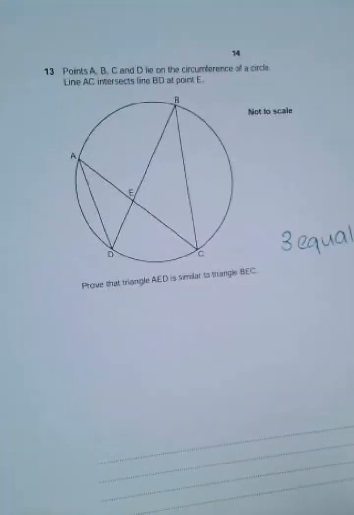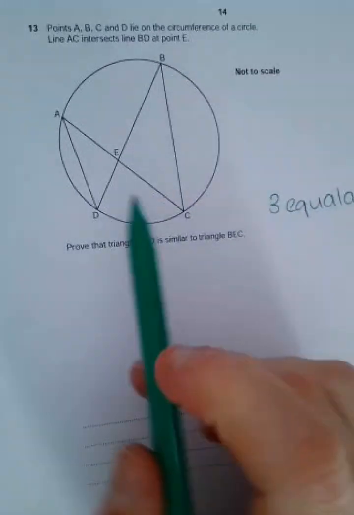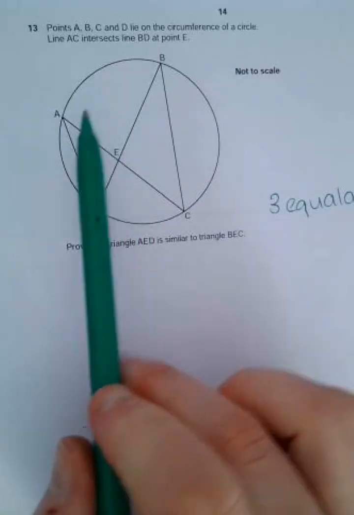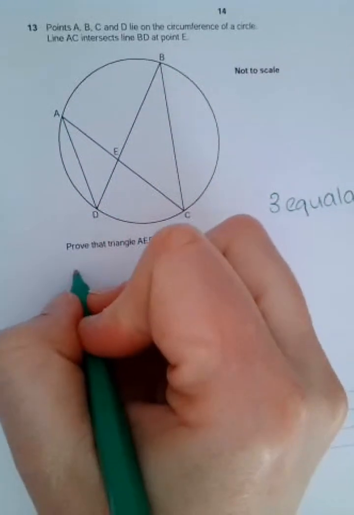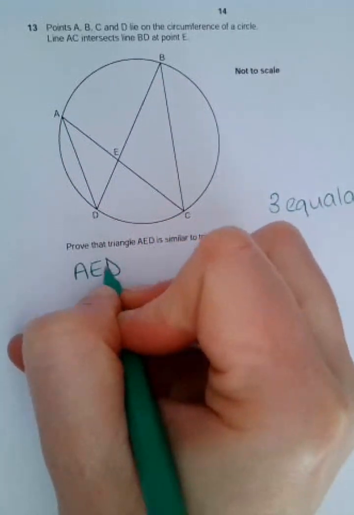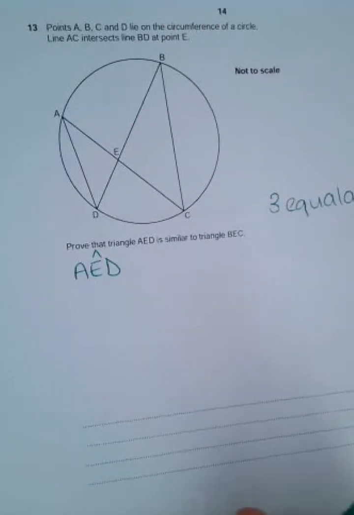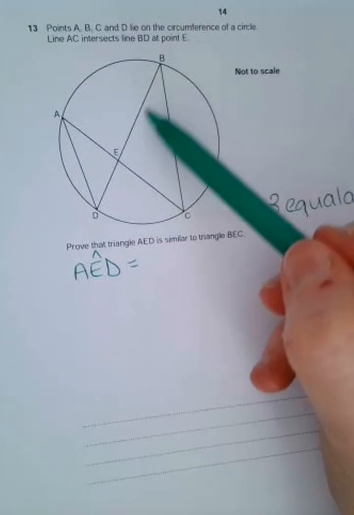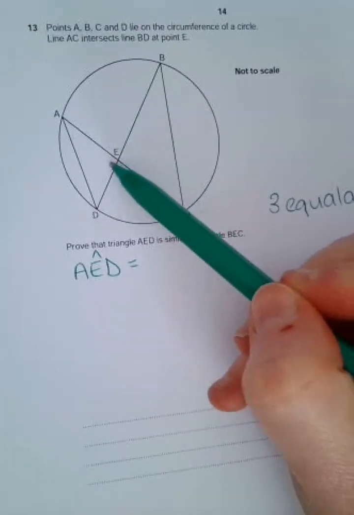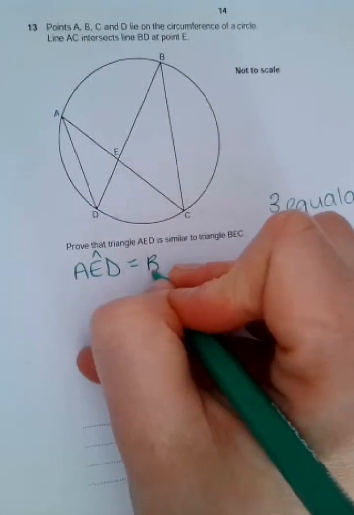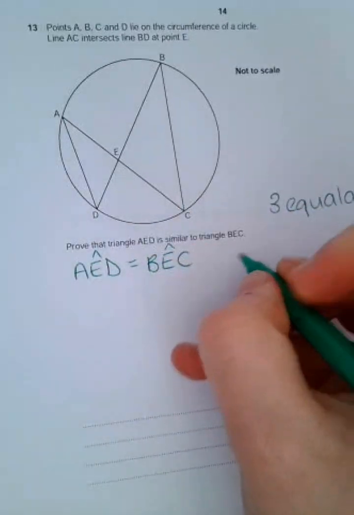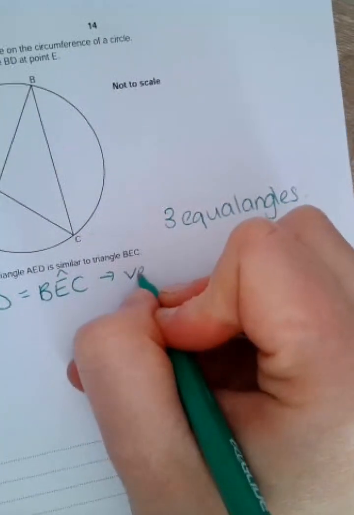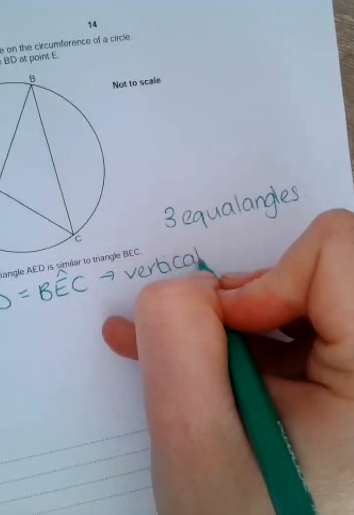Okay, now the first one is a little bit easy because we can see we've got vertically opposite angles here. So we know that angle AED is equal to angle BEC, so these 2 angles here, and the reason is they are vertically opposite angles are equal.